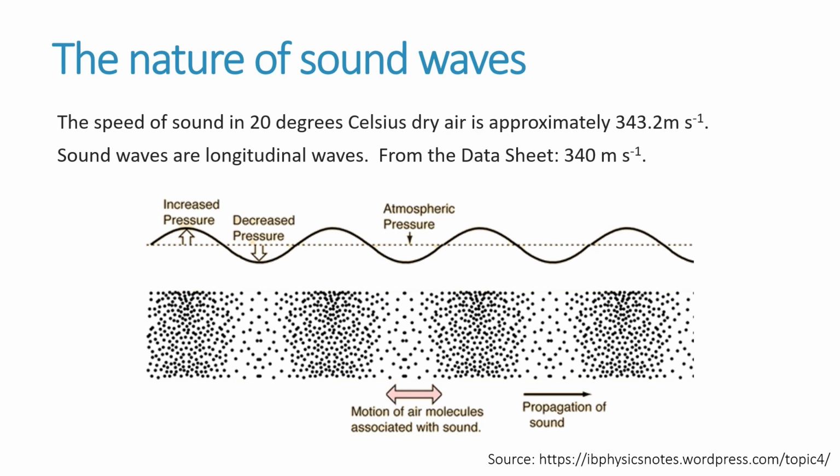And here's a diagram showing how there is increased pressure and decreased pressure in the atmosphere. And it's the increased pressure that is symbolized by the dots being really close together. And as the propagation of the sound goes from left to right in this diagram, the motion of the air molecules that are associated with the sound vibrate also left to right, but they don't progress in the same direction as the propagation of the sound.